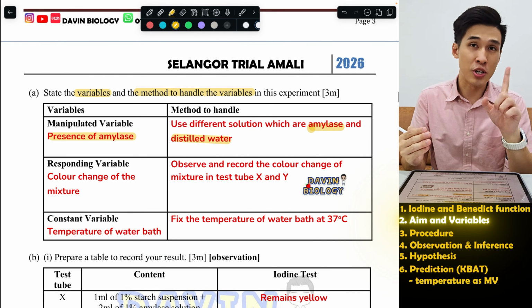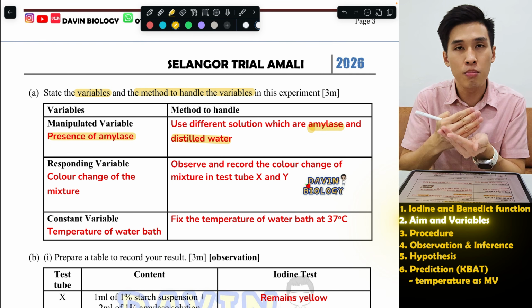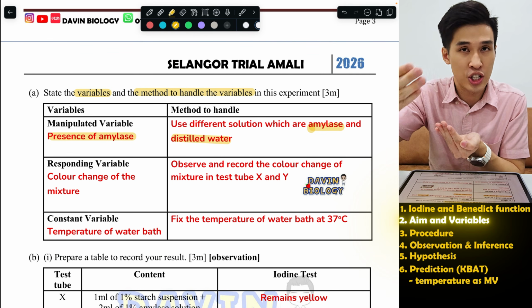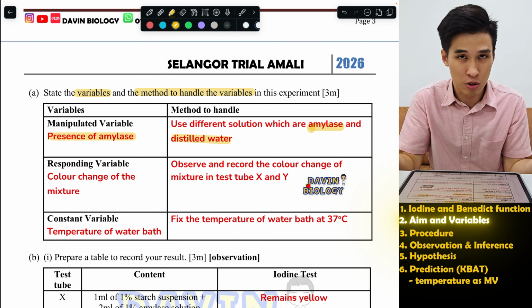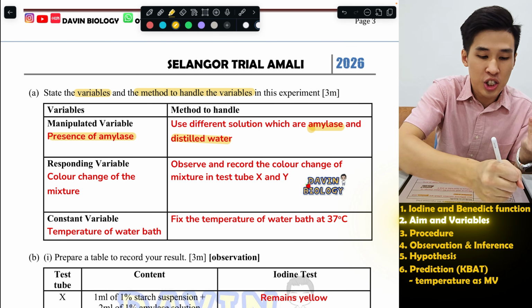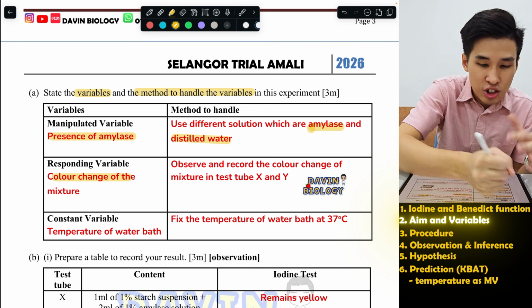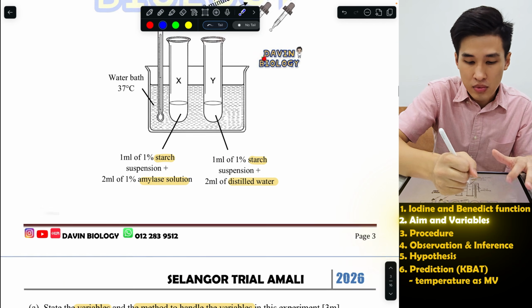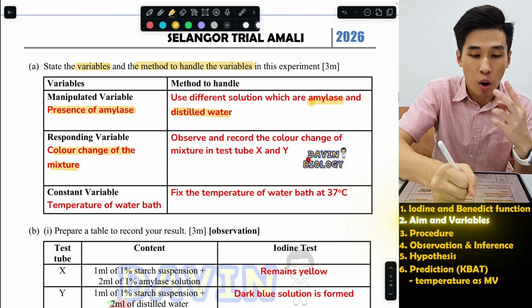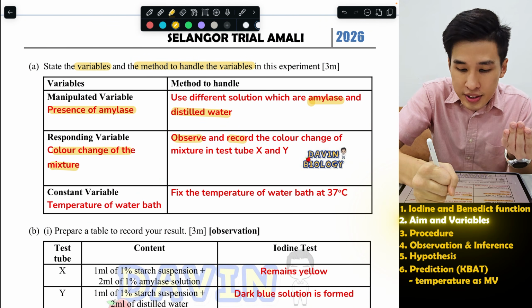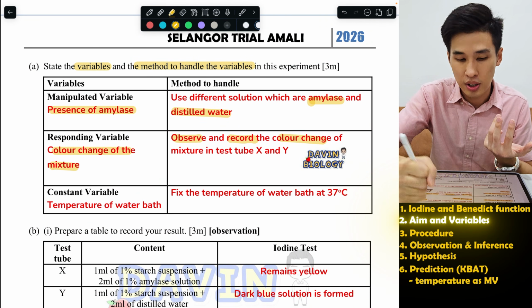Responding variable, just now we mentioned it's the starch digestion. But in the experiment, how am I going to know starch is being digested? I need to observe the color of the iodine or Benedict solution. The color change will tell me whether there's digestion. So, the color change of the mixture in both of my test tubes. When you write your procedure, you must mention this: observe and record the color change.